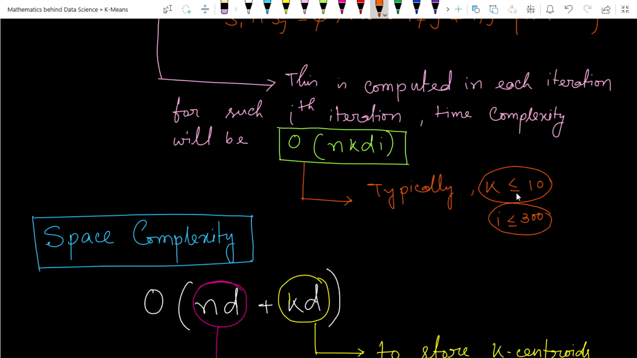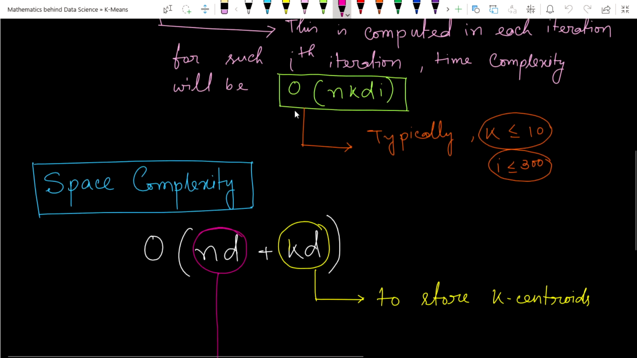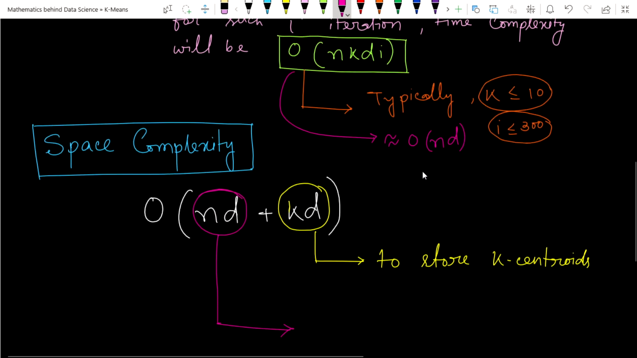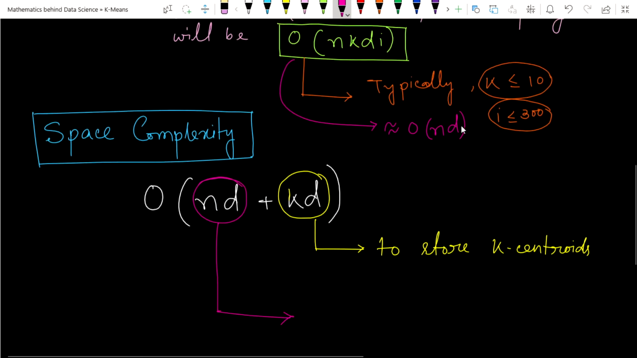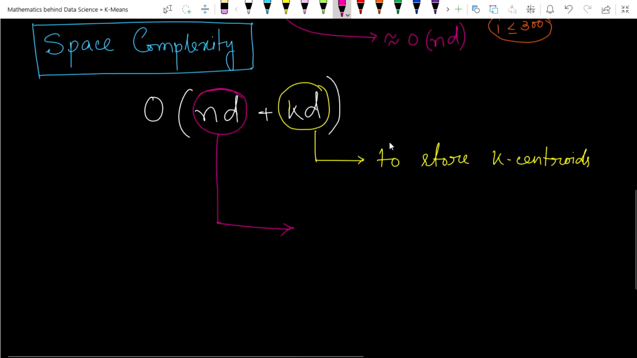So if these things are very small, then this complexity approximates to order of nd, approximately order of n. That's what we have to do, because in general typically k and the number of iterations are small.